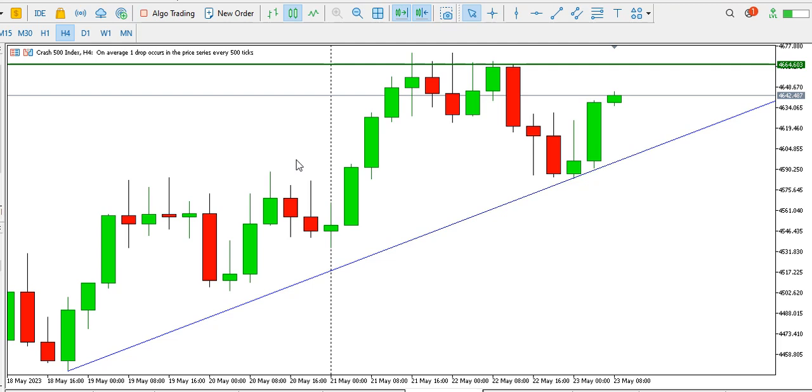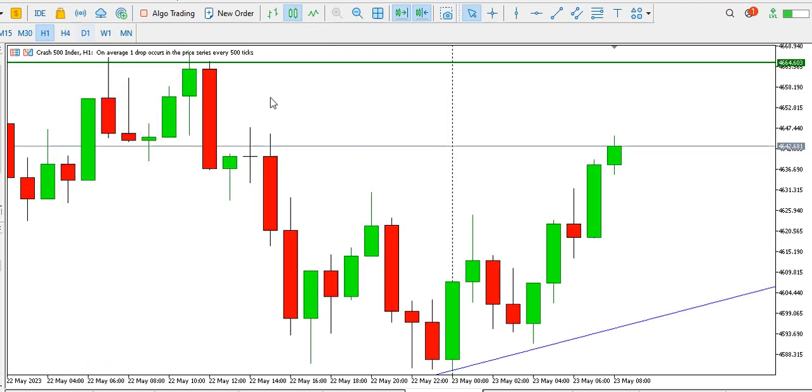On the 4 hour time frame, look at the ascending trend line. Price is currently respecting the ascending trend line on the 4 hour time frame. Look at something like a Morning Star around here, and look at prices reacting to it, approaching the top at the 4664 area. So you might consider buying Crash 500 Index.